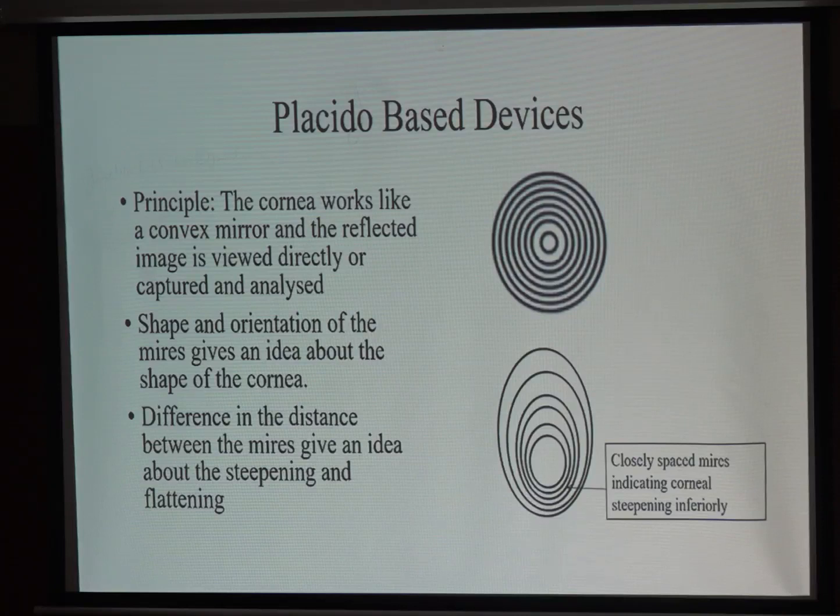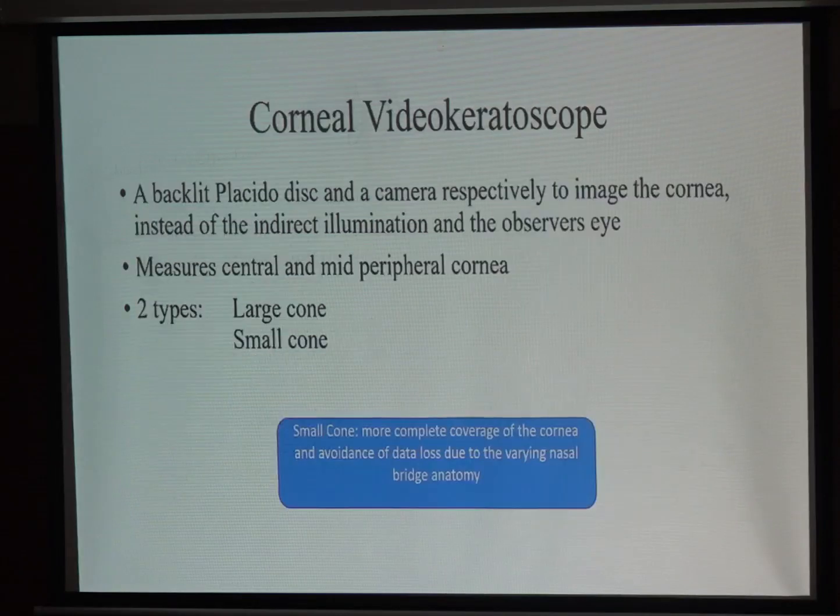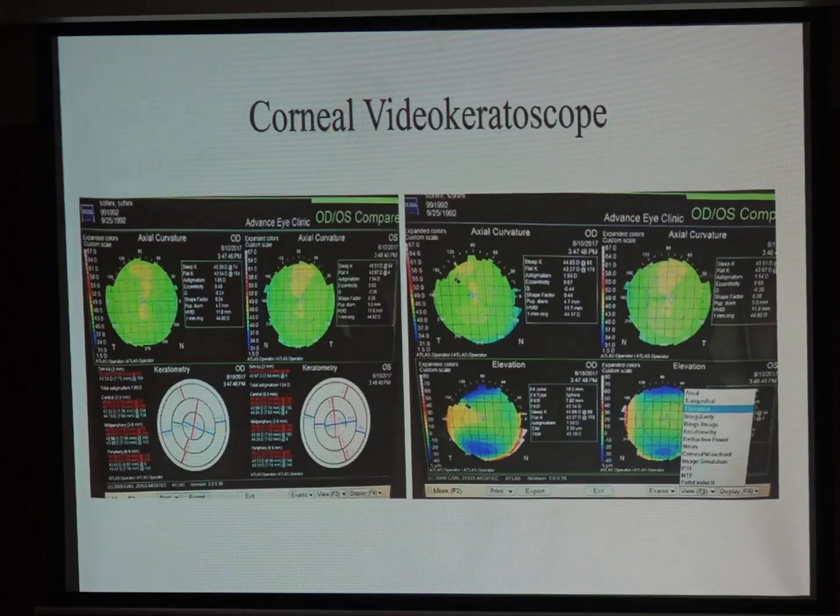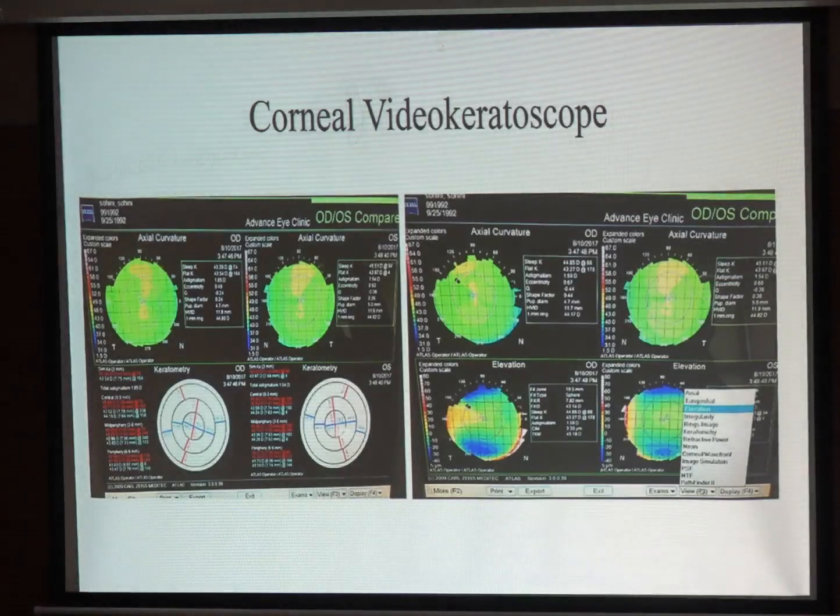So what happens is, depending upon the distance between the mires that you are seeing, you can tell whether there is flattening or steepening. As in this example, you can see that the mires are closely placed, so that means there is steepening in that area of the cornea. A corneal video keratoscope is also based on the placido disc principle, but it is going to capture the image and give you the overview in this format. So you can see that the video keratoscope is showing you the axial curvature map and the keratometry maps.